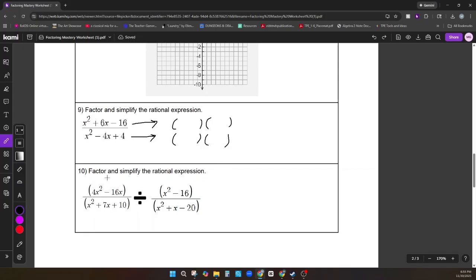Looking here, it's the same thing. So you're going to factor 1, 2, 3, 4 times. You're going to factor 4 different quadratics. And then after that, like we did in number 9, you're going to go ahead and cancel whatever you can. The only other trick here is this division. When you're dividing two fractions, you must keep, change, and then flip. So you're going to keep your first fraction. You're going to change your division into multiplication. And as you do that, you're also going to flip this last fraction.